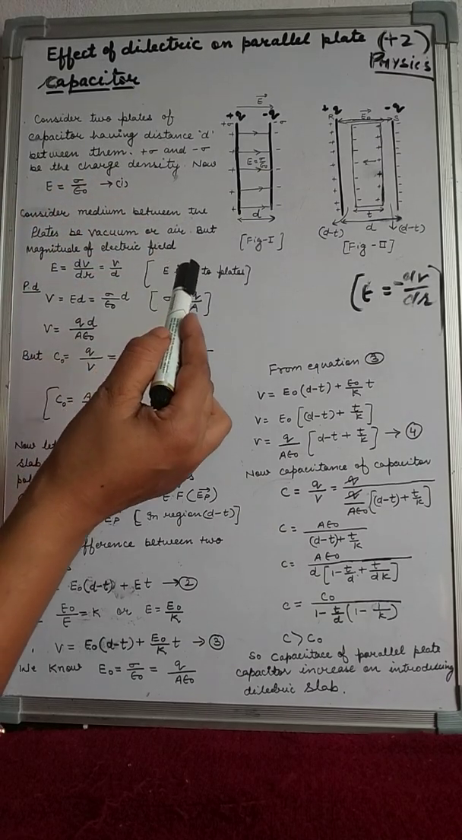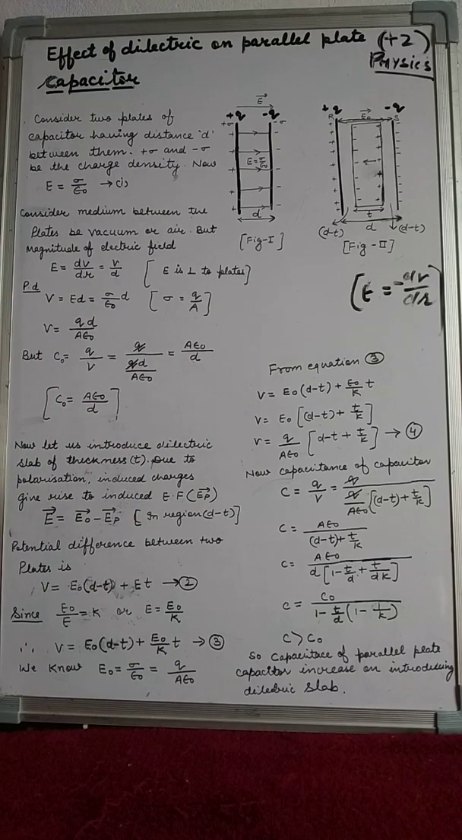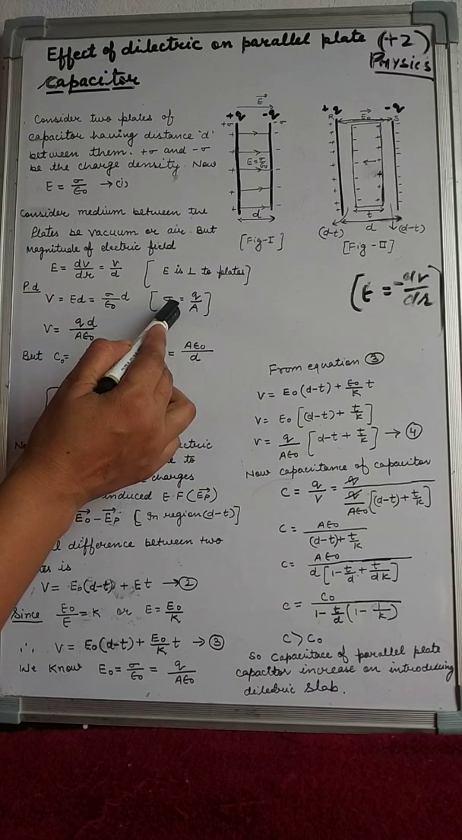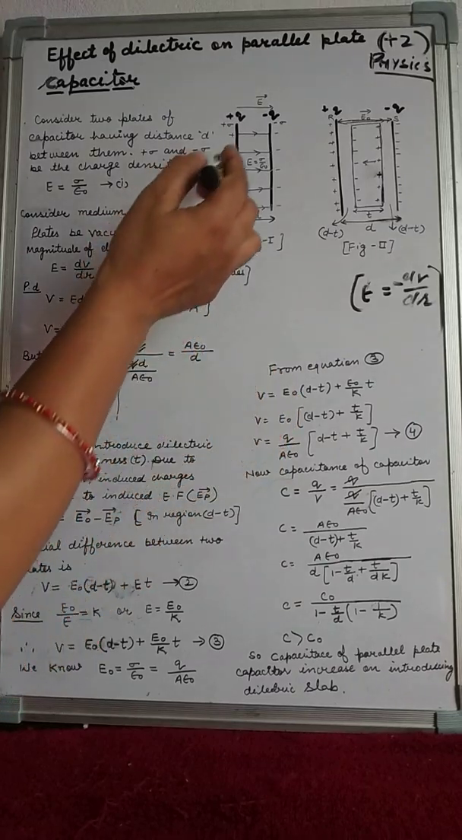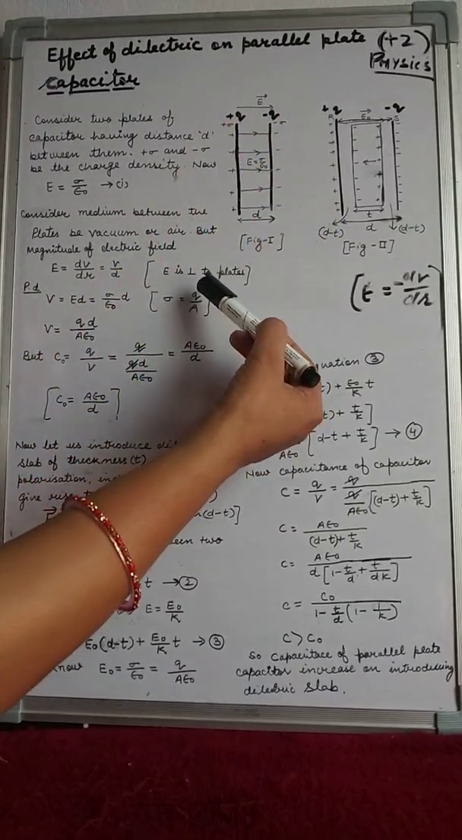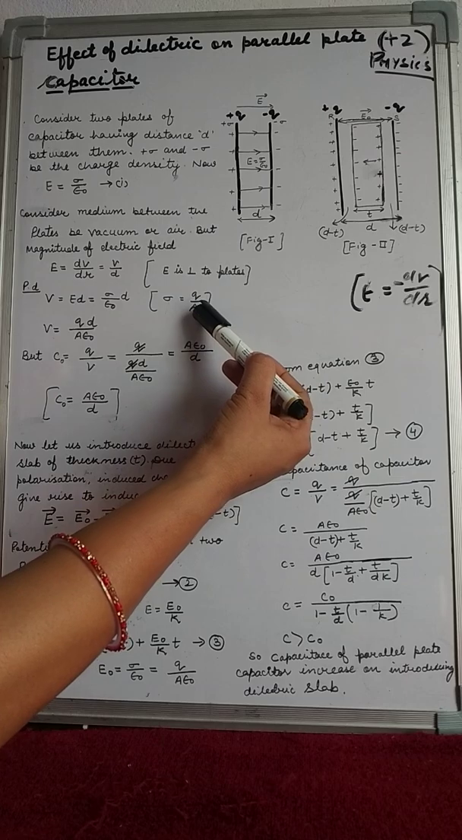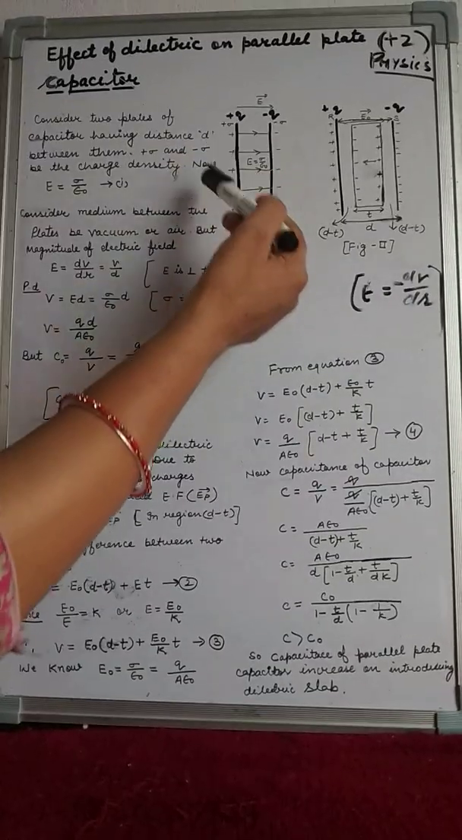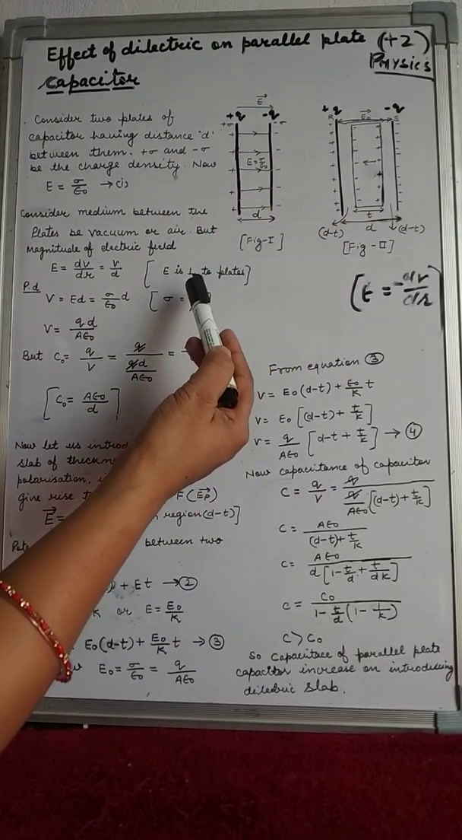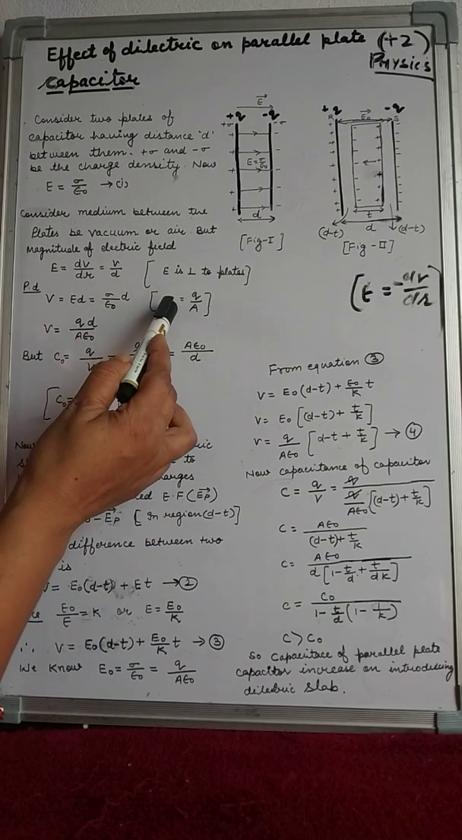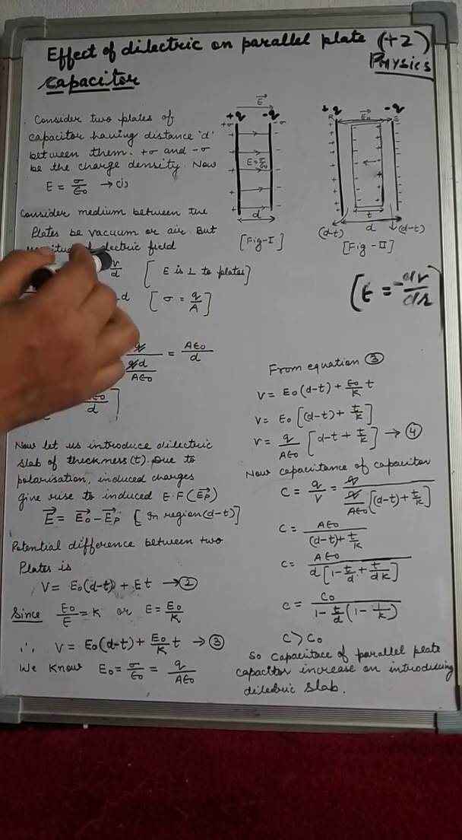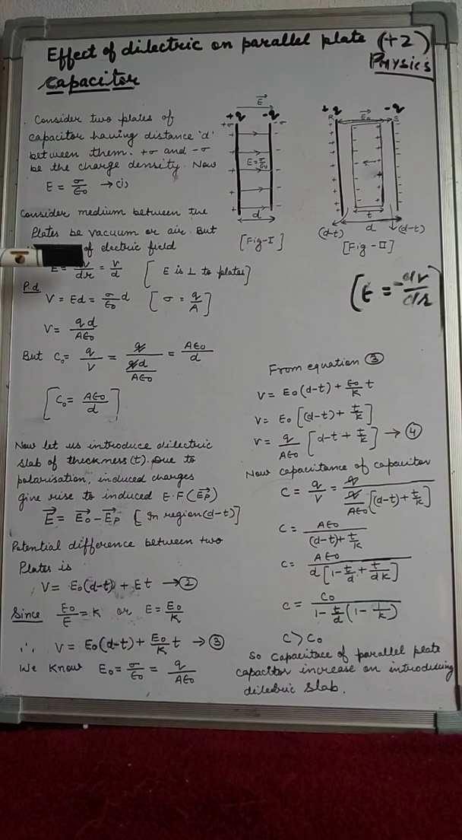Now what is sigma? Sigma is the charge density. So density is equal to mass upon volume. Here, instead of mass, total charge, that is Q, upon area of the plates, that is Q upon A. Here sigma is equal to Q upon A. So put the value of sigma in this: V is equal to Q upon A epsilon naught, and with it d.